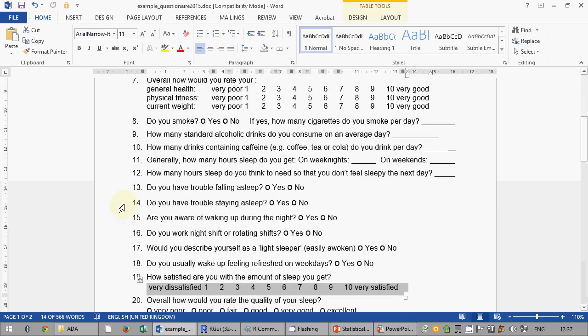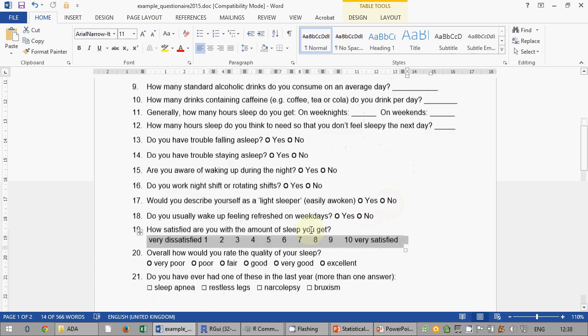The best way to disturb and confuse the person who answers is using a 10-element Likert scale here, and then an 8-element Likert scale here, a 7-element Likert scale somewhere else. So once you have decided on a Likert scale, it's better to keep the same Likert scale.